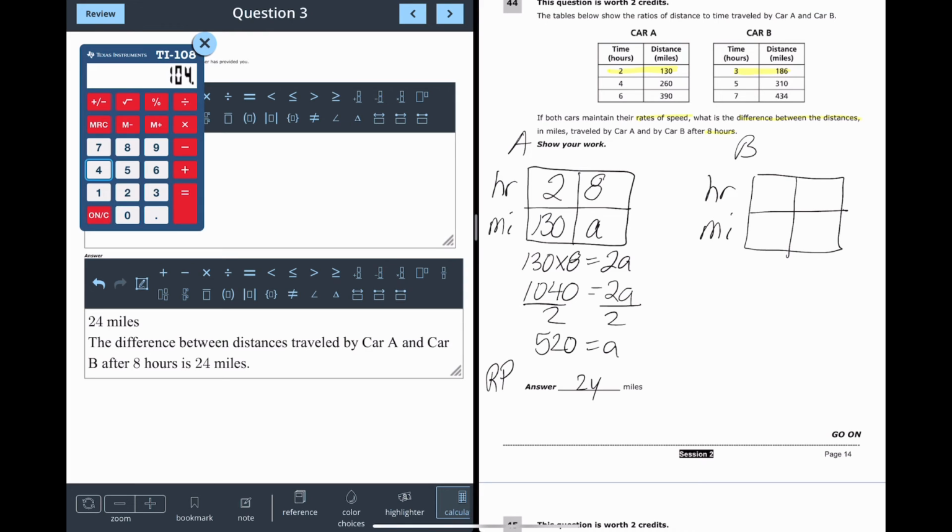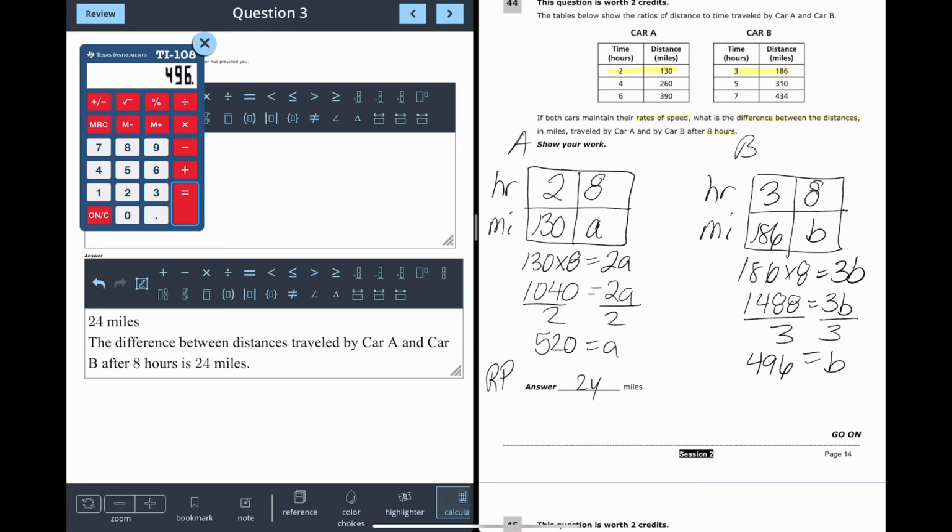Here you go. So you could see how I just did it in my head, but let's just check it. 520. And we'll do the same thing with the other one. So 3 hours, 186 miles. And what if we went for 8 hours? What would B be? We'll do the same thing. Cross multiply. 186 times 8 is equal to 3B. All right, 186 times 8 is equal to 1488. 3B. We're going to divide both sides by 3. And I get 496. So that's the first part.